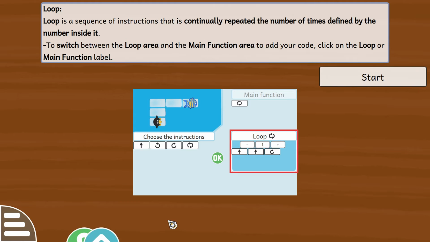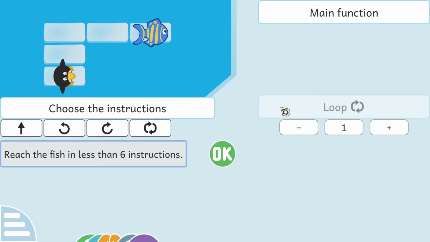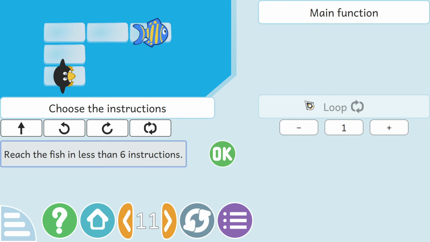I think this is going to be a bit tricky, so I'm going to skip this one and move on to the next one. And it's now got a loop. It's a sequence of instructions that are continually repeated the number of times defined by the number inside of it. So to switch between the loop area and the main function area, click on the loop or the main function label. Okay.